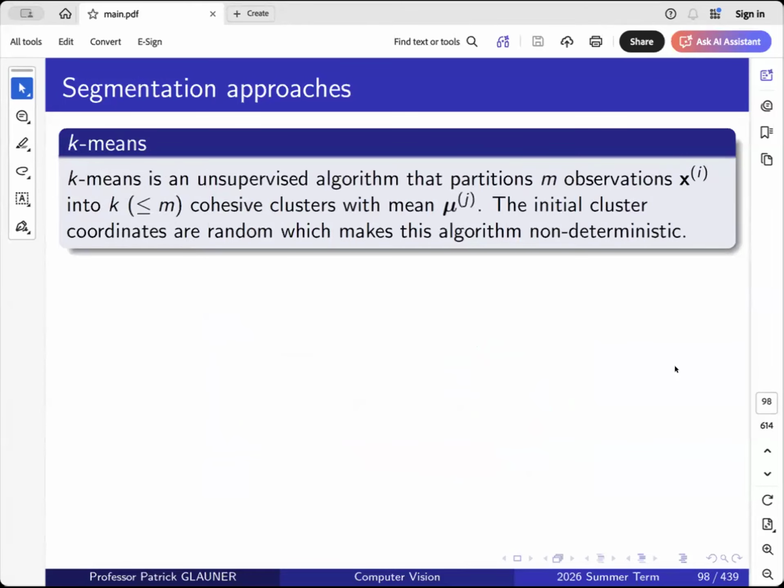But now we'll actually come to a learning approach. And we will first start with this machine learning algorithm in general, and then we will apply it to an image problem. Who of you feels familiar with the k-means clustering algorithm?